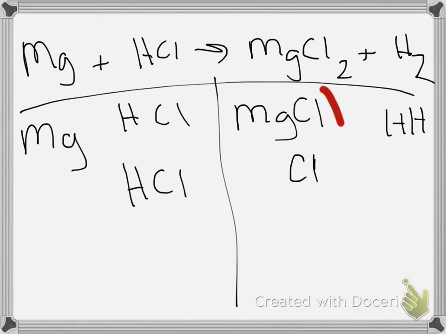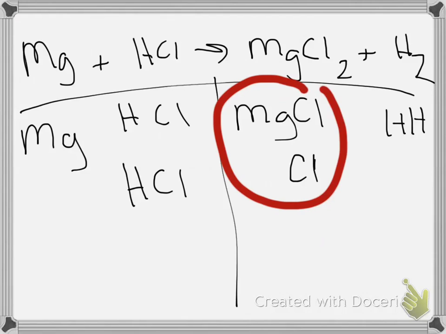So we have now formed a single magnesium chloride and a single hydrogen molecule. When I update my equation, I'm going to put a 2 out front of the HCl, and that is going to be it for this problem.